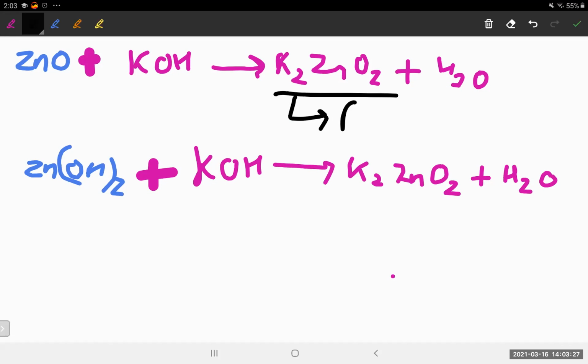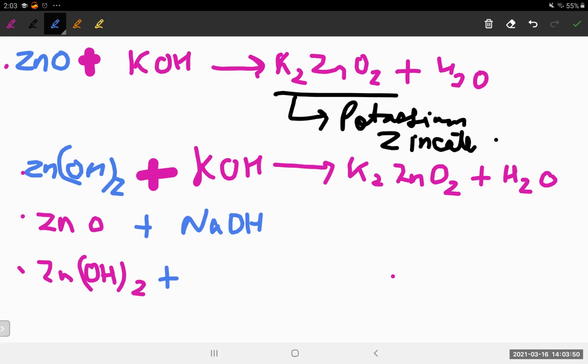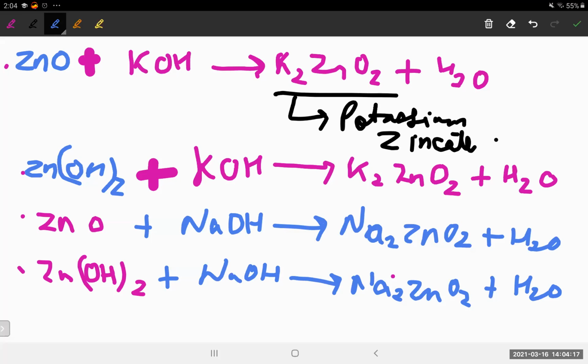So let's write the name. This is potassium zincate. Let's see another example of the same thing, zinc only. Let's take zinc oxide again and zinc hydroxide again, and react it with NaOH instead. Now what will we get? We'll get Na2ZnO2, the same thing as what we got here. Just write Na2, everything else will be the same. So write Na2ZnO2 plus water, and here also we'll get Na2ZnO2 plus water. What is the name of this? This was potassium zincate. We have sodium instead of potassium, so this must be sodium zincate. Is it clear?